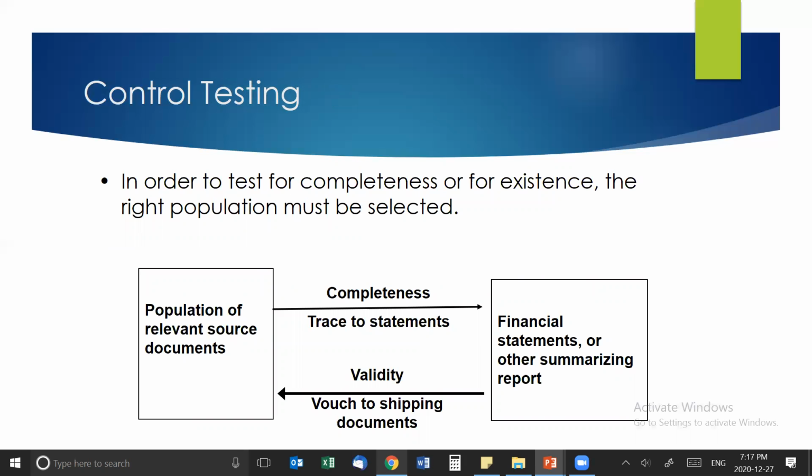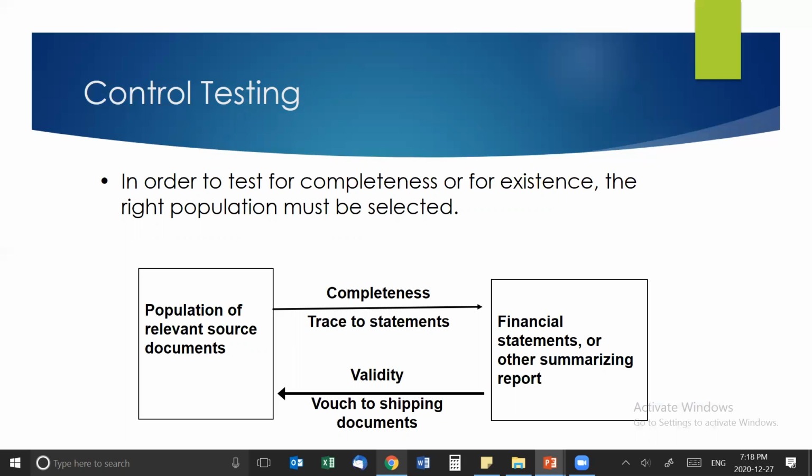In order to test for completeness or for existence, for example, when you're testing for existence, you're going from the financial statements and you're vouching it to the source document, like the shipping document or something. So that tests validity. When you're testing completeness, you go from the invoice or the shipping document and trace to the statements to find out if it's actually recorded properly.